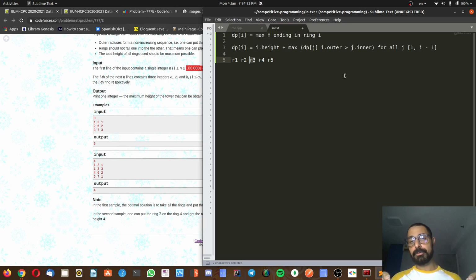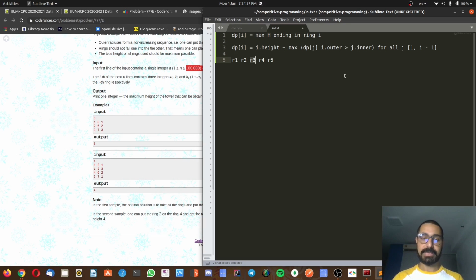Because if ring 4 can be placed on top of ring 3 and ring 1, then ring 3 can be stacked on top of ring 1, which means only considering ring 3 is enough. If you consider ring 4 on top of ring 1, this is not the optimal answer, because you can place ring 3 in between. So if ring 4 can be placed on top of ring 3 and ring 1, this implies that it has to be valid to place ring 3 on top of ring 1.